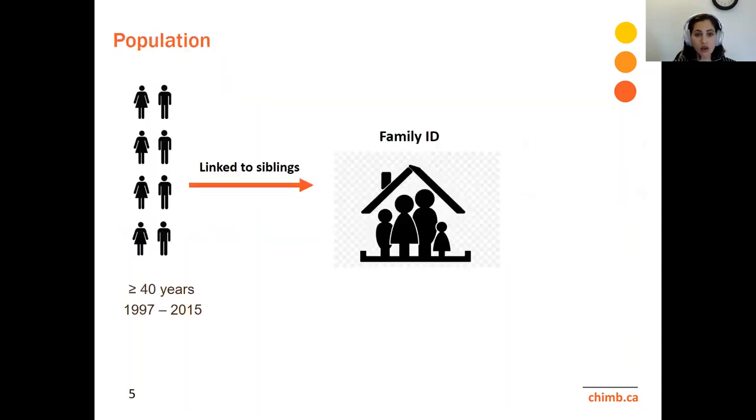The cohort included all individuals 40 years of age and older, identified in the registry between 1997 and 2015. The index date was April 1st, 1997, or the date when an individual turned 40, whichever occurred later. Cohort members were linked to their siblings using unique family identification numbers, which are usually assigned to children and their parents living in the same household. We included both full and half siblings. Individuals who were not linked to at least one sibling were excluded from the cohort.